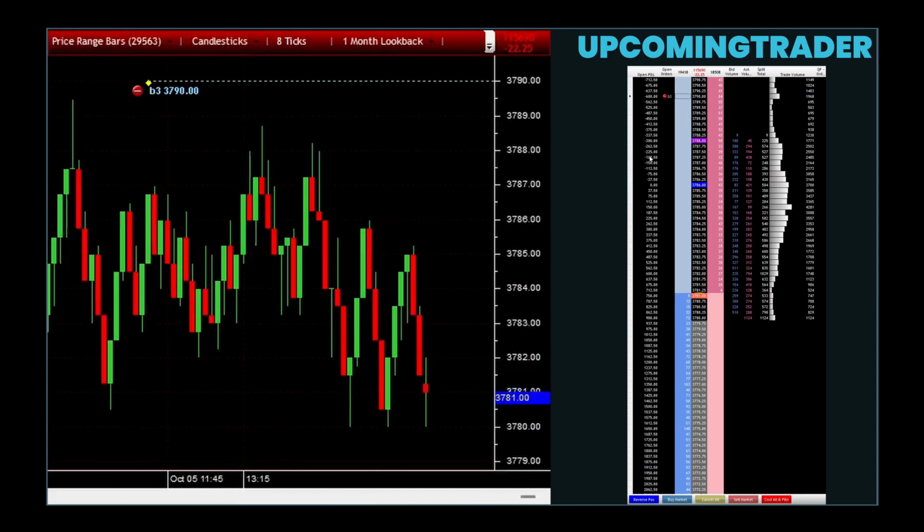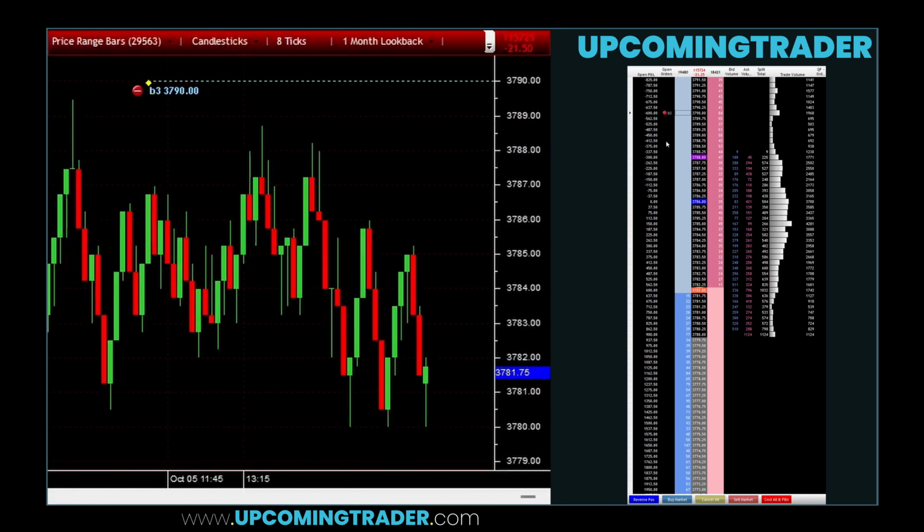The Upside Tasuki Gap is identified during a market's uptrend when there is a noticeable gap between two consecutive green or upward moving candles, followed by a third candle that opens within the body of the second candle and closes within the gap between the first and second candles.